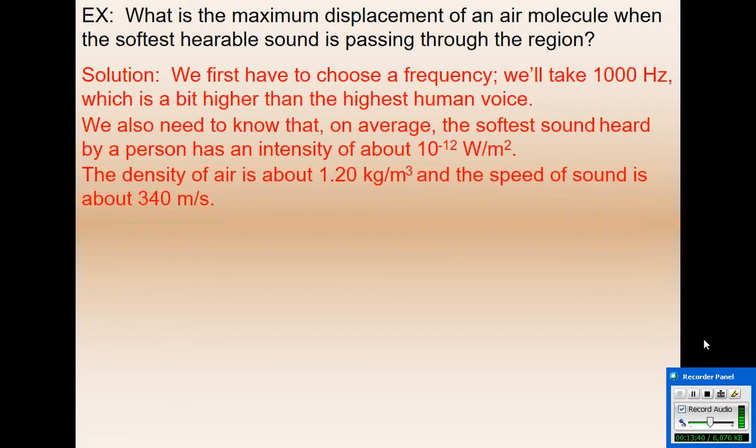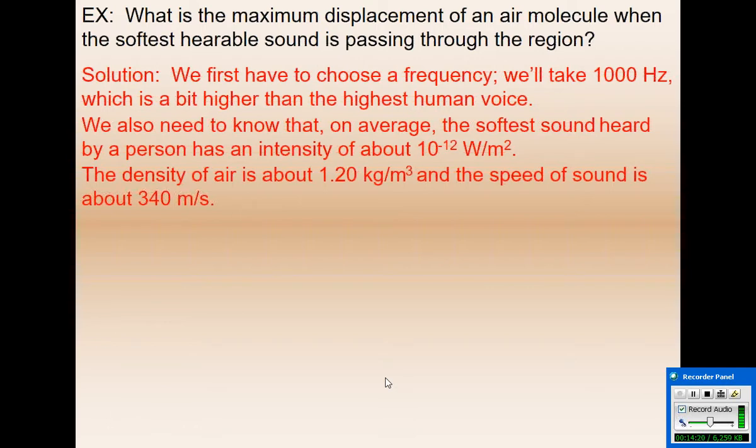We also need to know the intensity of the softest possible sound that a person can hear. We're going to look at the average person with healthy ears, and the softest possible sound has an intensity of 10 to the negative 12 watts per square meter. We also are going to pick the density of air to be 1.20 kilograms per cubic meter, and the speed of sound in air as 340 meters per second. If this were a test question, I'd have to give you these values. We want to find S max.